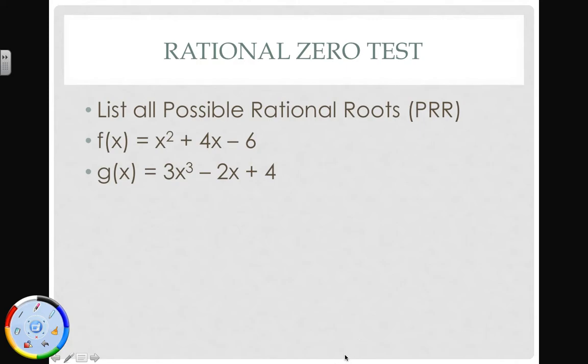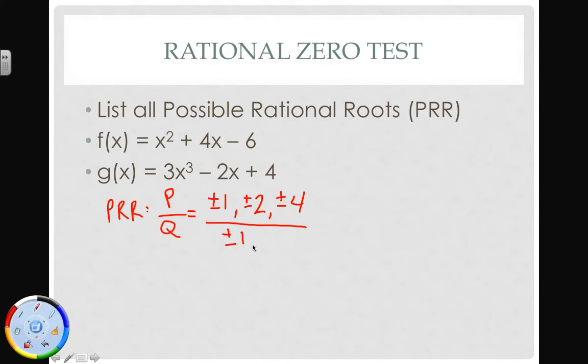All right, same for this one. Just want to list all of the possibilities. So PRR, again, I still have just P over Q is equal to all of the factors of 4, plus or minus 1, plus or minus 2, and plus or minus 4, all over all of the factors of 3. Well, 3 is kind of nice. It's just plus and minus 1 and plus or minus 3.